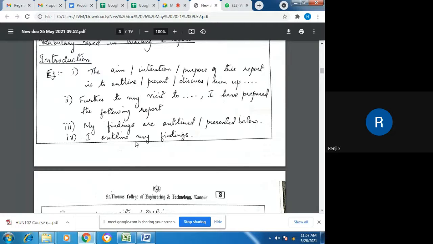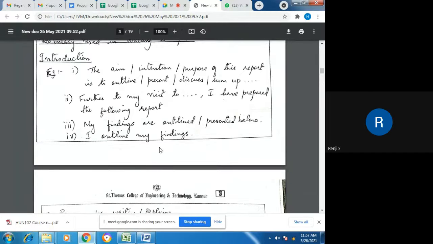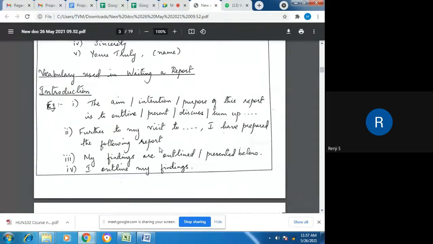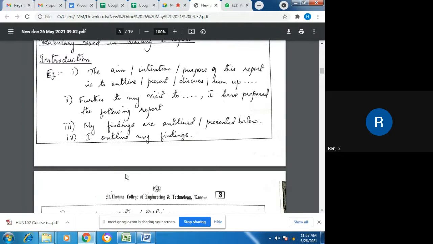These are the sample introductory sentences given to you. If you have good language skills, then you can use your own sentences, find new sentences, and learn those sentences by heart and use them when you write. I had listed just a few sentences. There are numerous sentences you can find out and use. These are some of the examples of how we can start an introduction in a report.